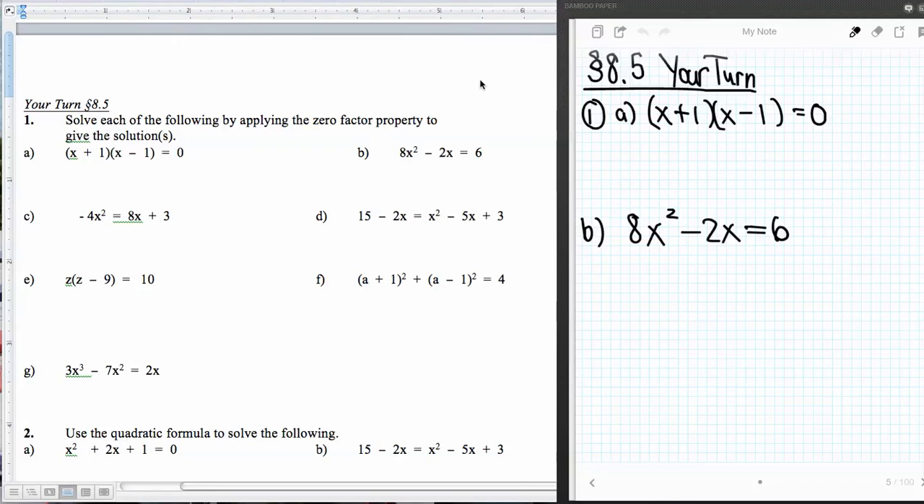All right, finally, the section 8.5, your turn. If you haven't done these, turn it off. Try them on your own. You're not going to learn anything from just watching me do them. Try them, then you see what you did wrong and try to learn from your mistakes.